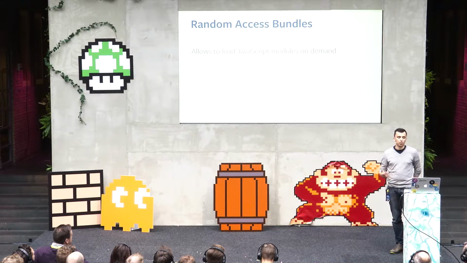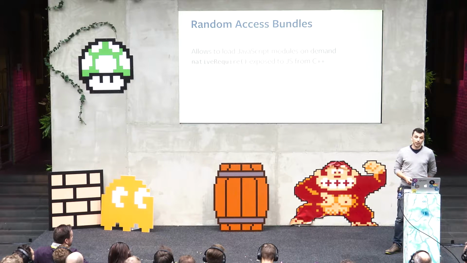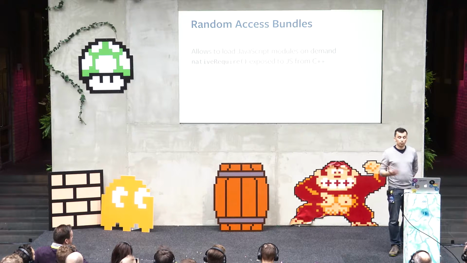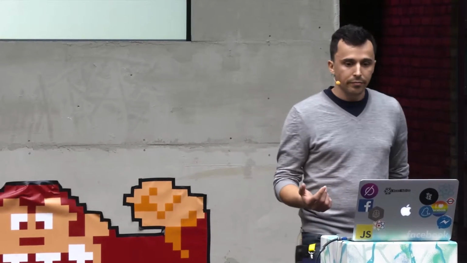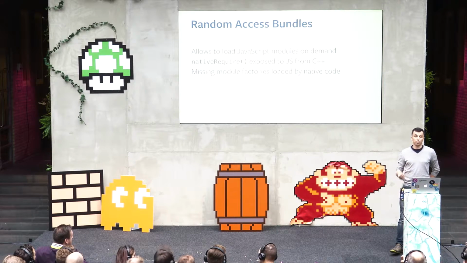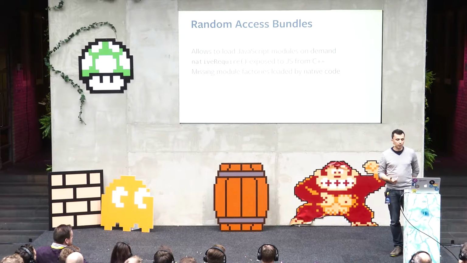Random access bundles allow us to load code on demand when the application requires it. If you require a module in your code and it is not known to the module system, we call into native code, and we expose a function from C++, which is called native require. We just pass the module ID to native require, and from C++ we can load the code for that module and inject it into the VM lazily. So that's the main benefit of this technique, that we actually only have to load what's required for application startup. And as you use more features in your app, we can pull in the appropriate code for that.